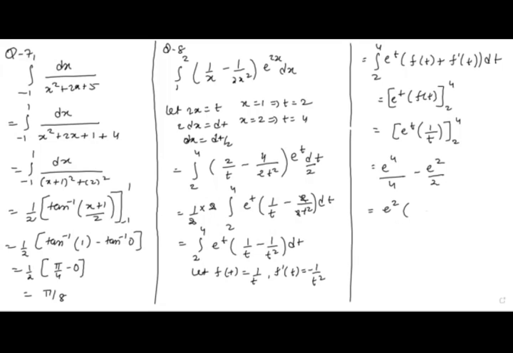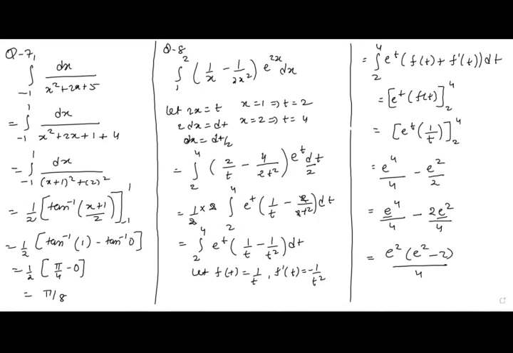If you want some more elaboration, then I can write this as 2e square by 4. Now you can see that I can take e square common outside. I will have e square minus 2 upon LCM is 4. So this is my final answer.